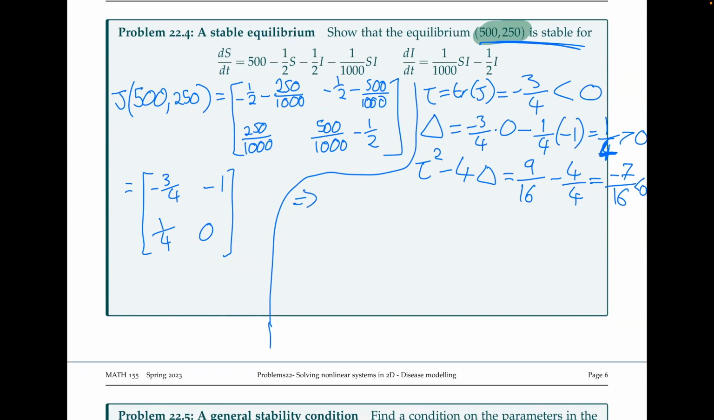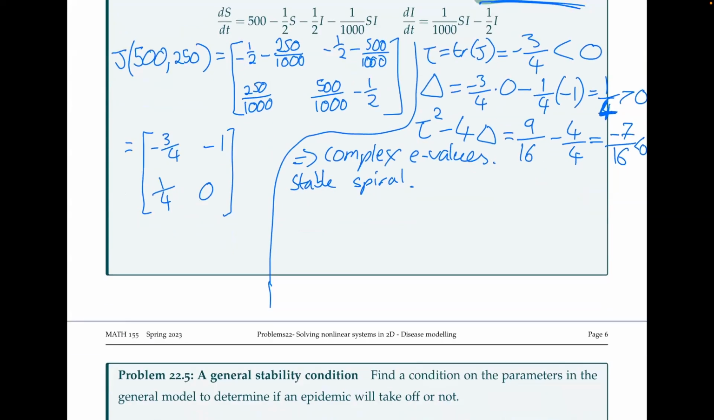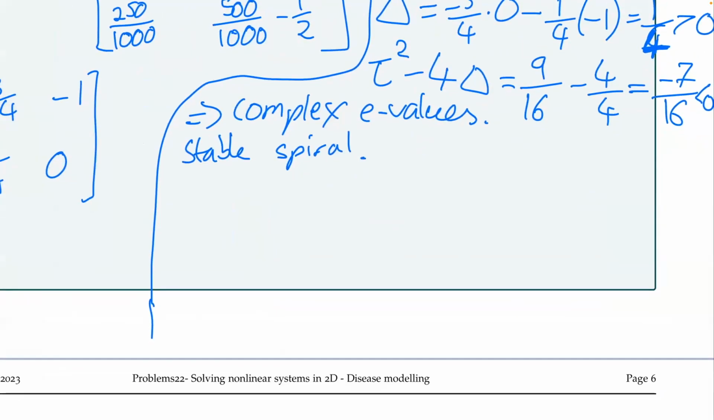So we have complex eigenvalues, which means that we have a stable spiral. I saw some fist pumping there, that's great. So you've got a stable spiral.